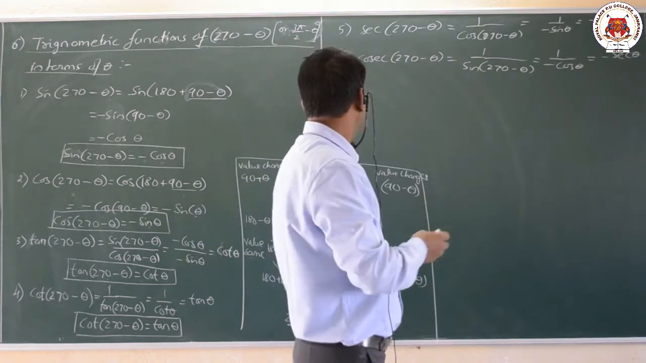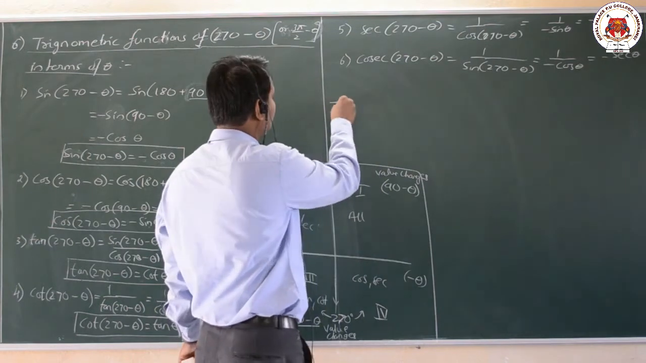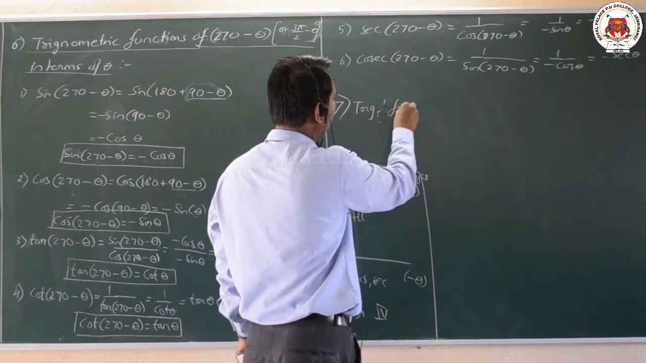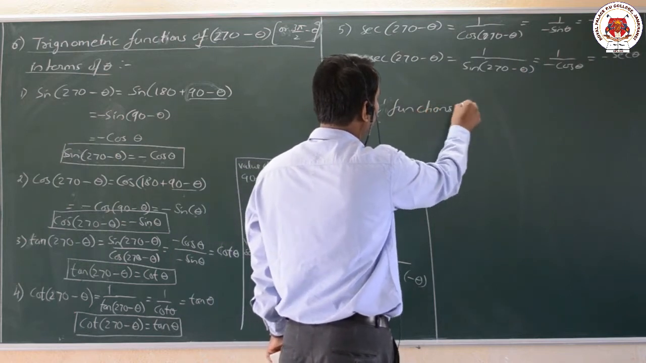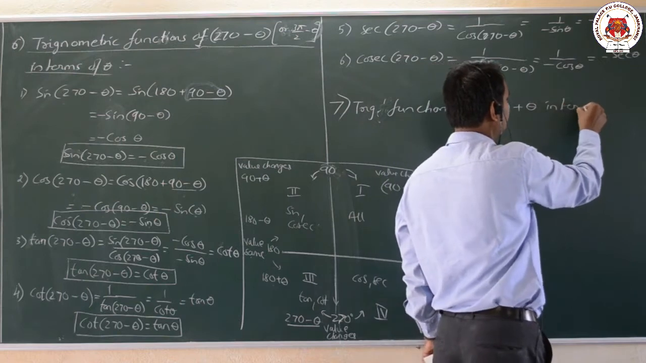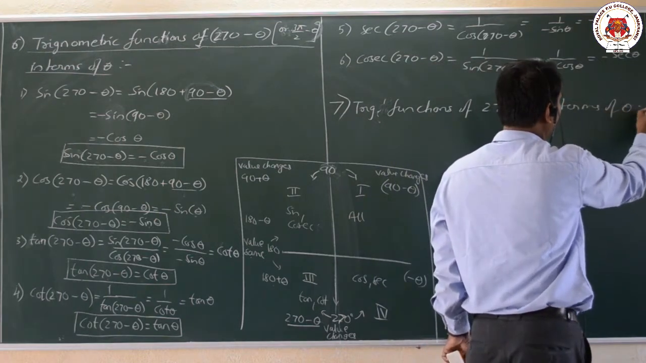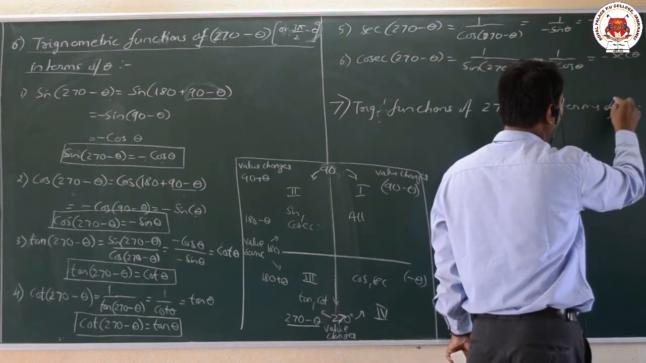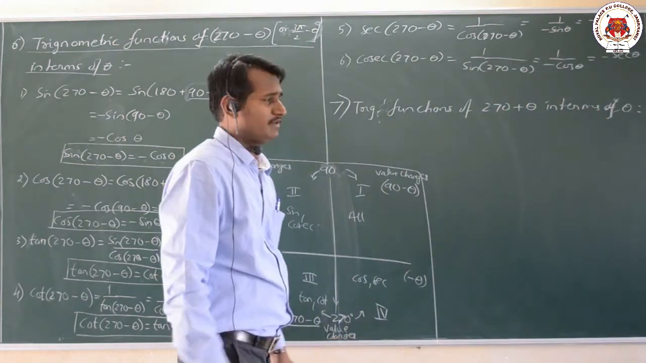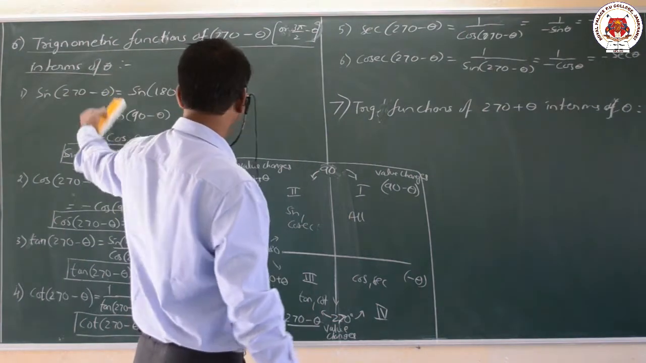Now let us learn our discussion related to trigonometric functions of 270 plus theta in terms of theta. Very, very simple thing it is. Now how to solve it? It is very, very important. Same as before, we have to follow the steps here.